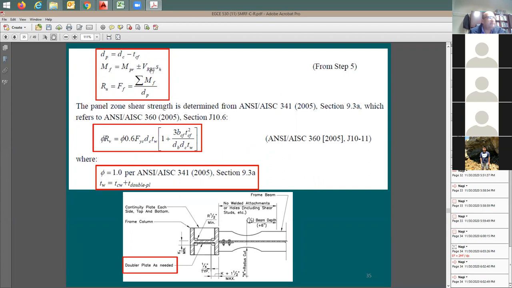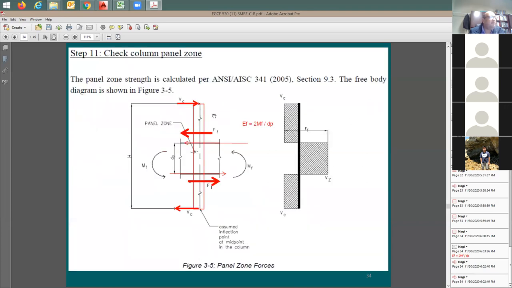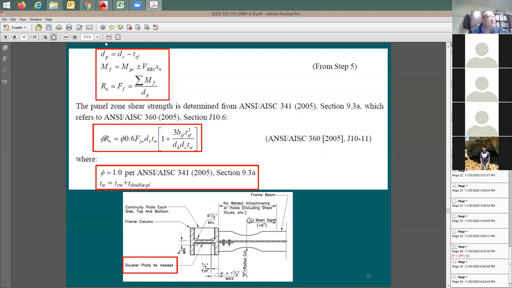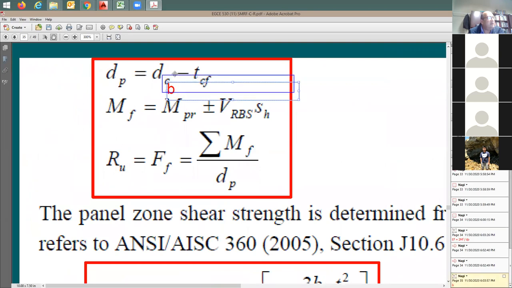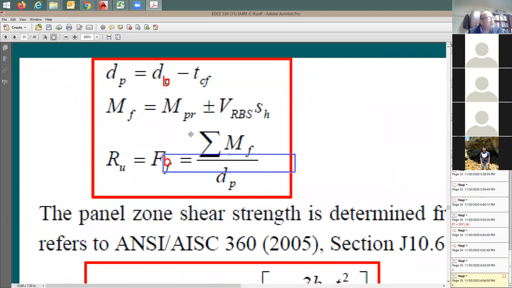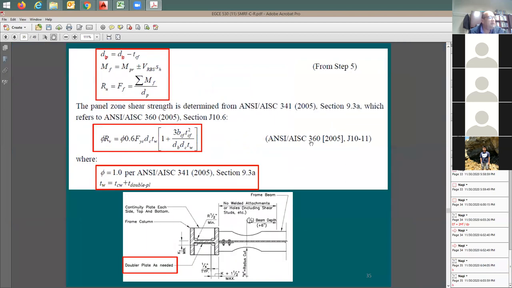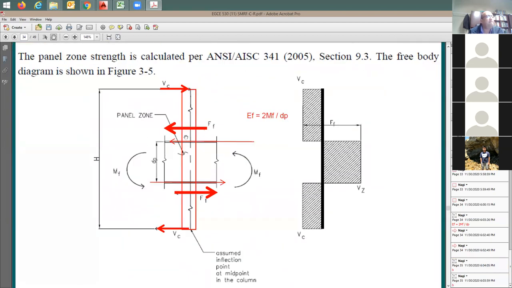Okay, how about MF? We have the MF equation. R sub U, which is equal to EF, here's EF, right? This is supposed to be for the beam. Excuse me, this is their tie-bolt. This is not my tie-bolt, but this is supposed to be for the beam, right? It's all supposed to be for the beam. And even look at the picture, this is a picture from their document. It shows DP to be for the beam, not for the column.